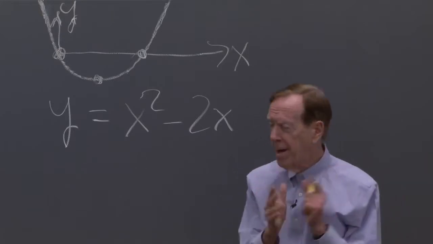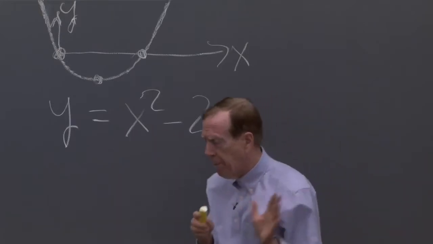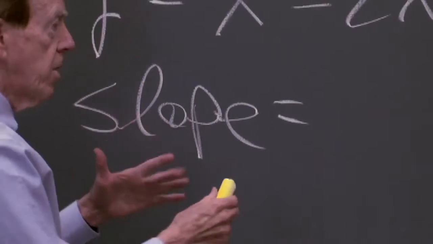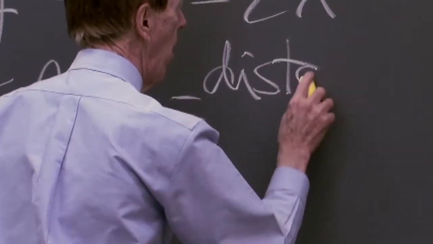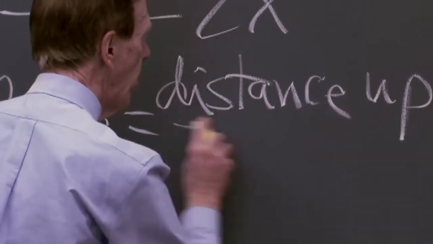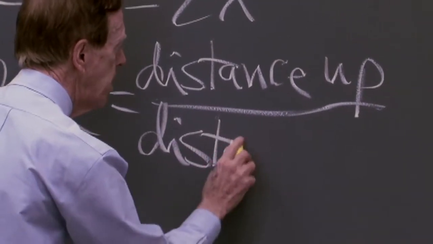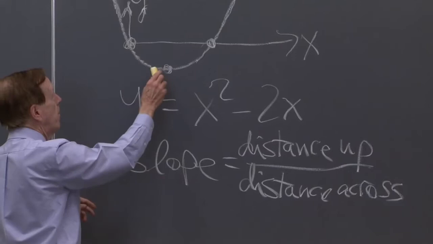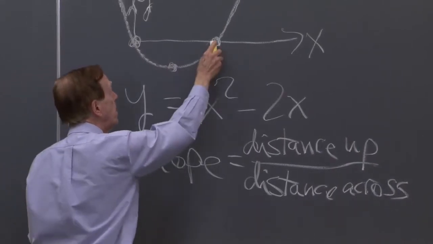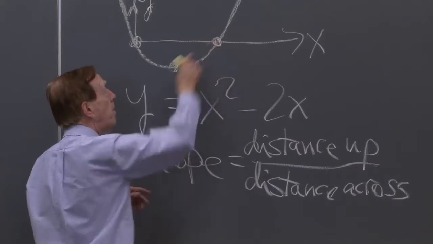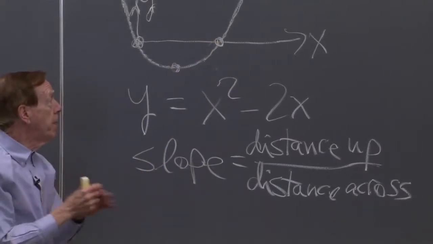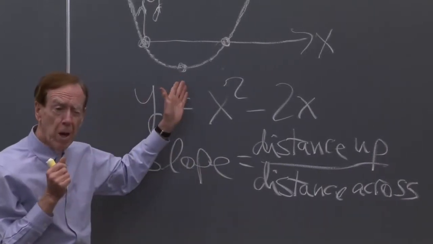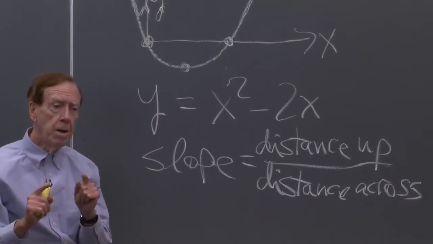So the key idea of calculus is to find the slope. What do I mean by slope? Slope stands for distance up over distance across. That's what slope means. If I take, say, between this point and this point, the distance up over that distance across, that doesn't take into account the key fact that the slope is changing all the way. So this is the problem that had to get solved.